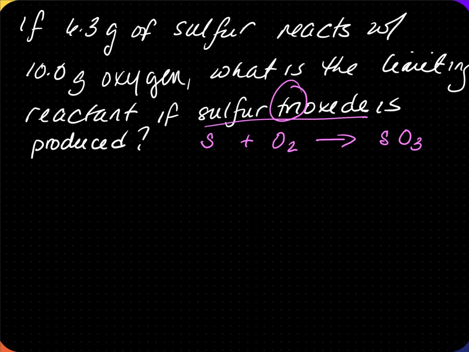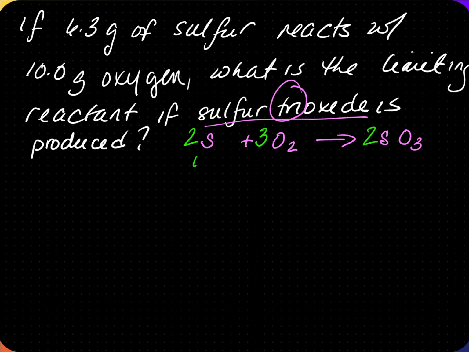Next, we need to balance. The sulfur is balanced, but the oxygen is not. So we need to find a common factor. The common factor is 6. So I need to multiply the oxygen by 3 and the sulfur trioxide by 2. The oxygens are balanced, but since I have 2 sulfurs on the right side, I need 2 sulfurs on the left side. So my coefficients are 2, 3, 2.